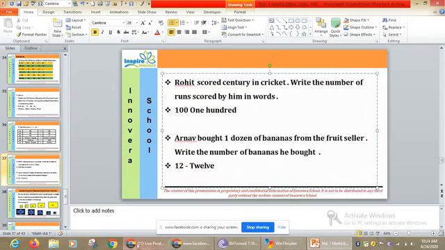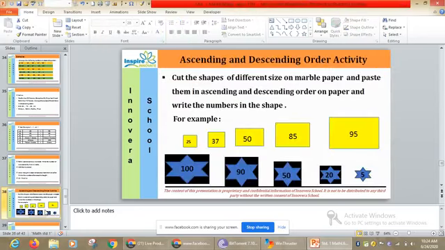Now I am going to show you one activity which you are going to do. You will do one small activity of ascending and descending order on paper. You all must be having color papers at home or any papers. So what you will do? You are going to cut different shapes of paper. For example, I have shown here the rectangle shape. So you will take one paper and cut it in the rectangle shape in different sizes.